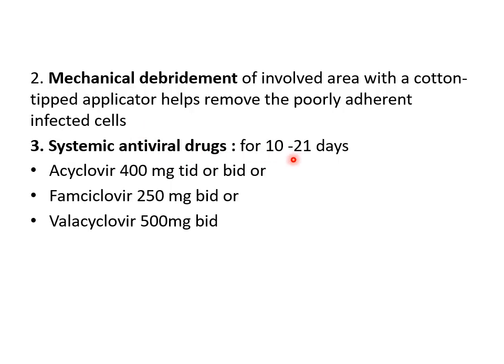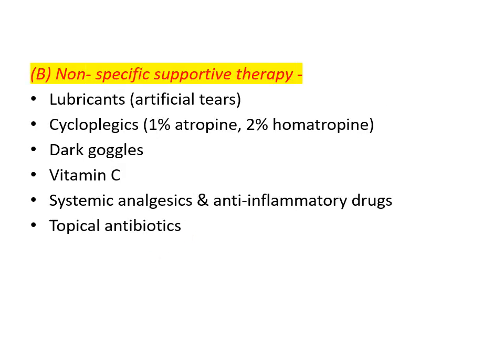Systemic antiviral drugs are usually given for about 10 to 21 days, and they include acyclovir, famciclovir, valacyclovir. Again, remember acyclovir 400 mg BD TDS, and valacyclovir, which is actually a prodrug of acyclovir, is 500 mg BD. Then there is this non-specific supportive therapy.